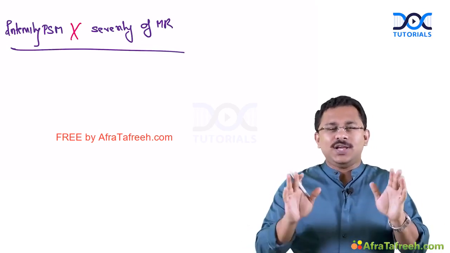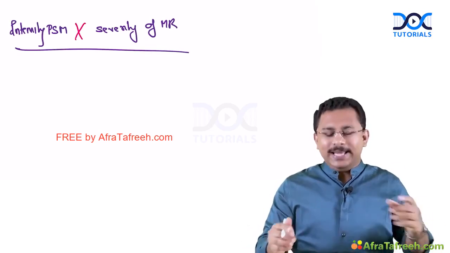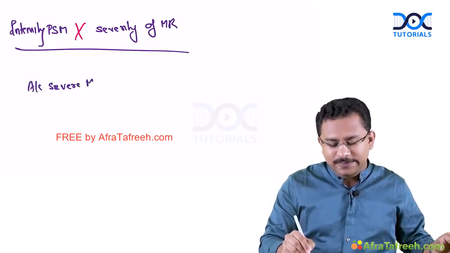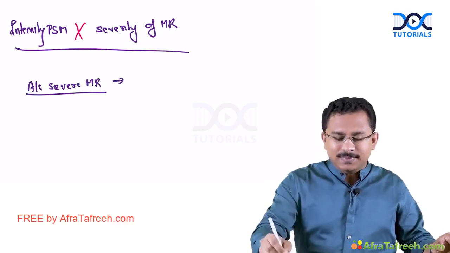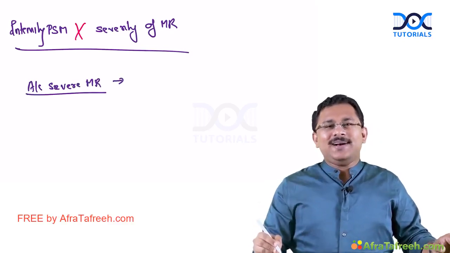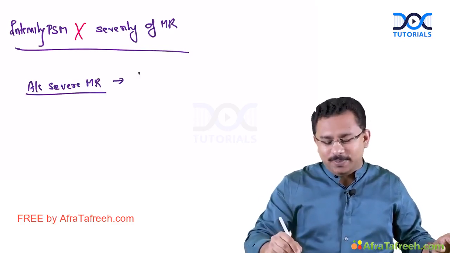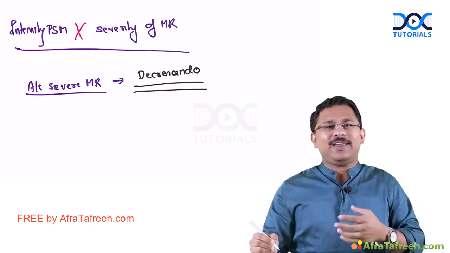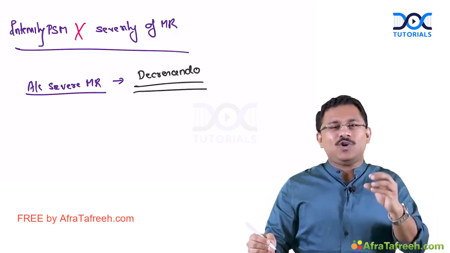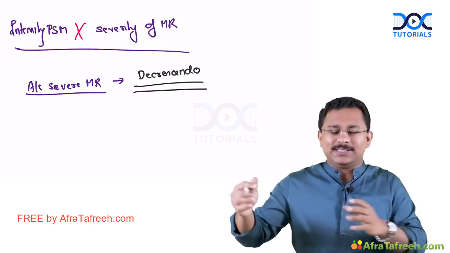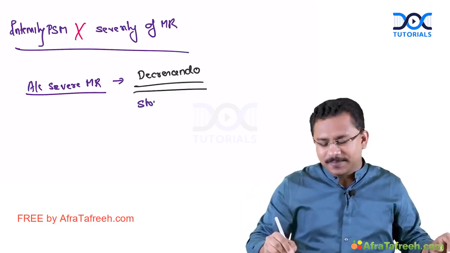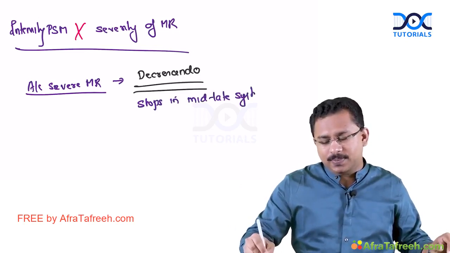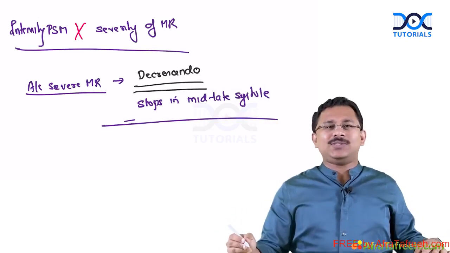I told you the murmur is usually holosystolic. But in case of an acute severe mitral regurgitation, the murmur can be a decrescendo murmur. So you can have a variation in acute severe MR where the murmur is a decrescendo murmur and stops in mid to late systole. That's what happens with an acute severe MR.